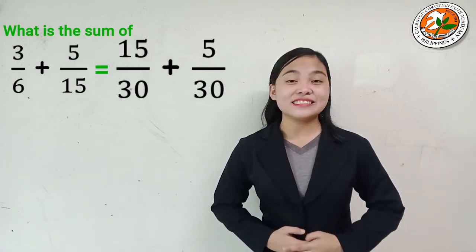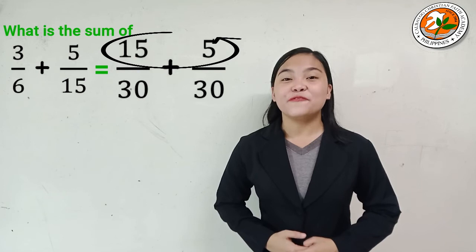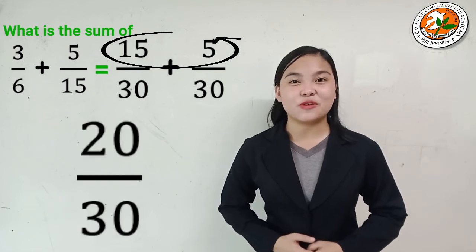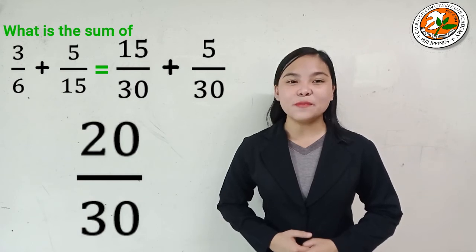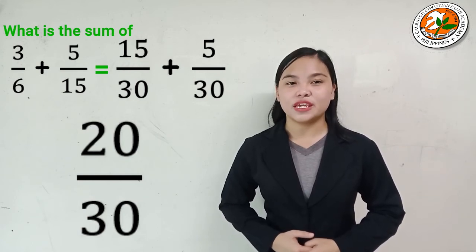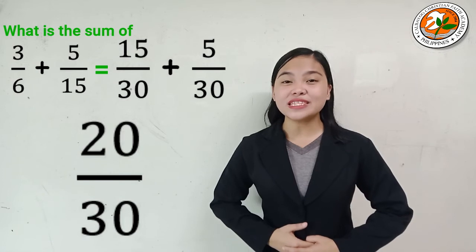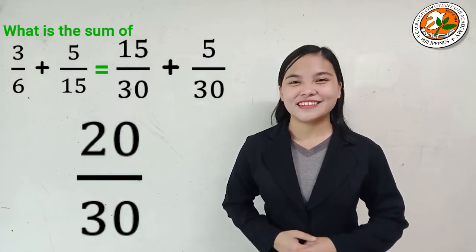First, add the numerators. 15 plus 5 is equal to 20. And copy the denominator, which is 30. Our sum now is 20/30. Remember, we need to write our answer in its simplest form.